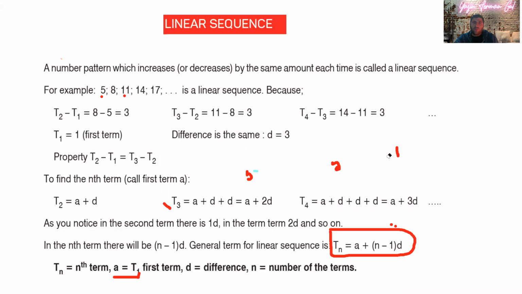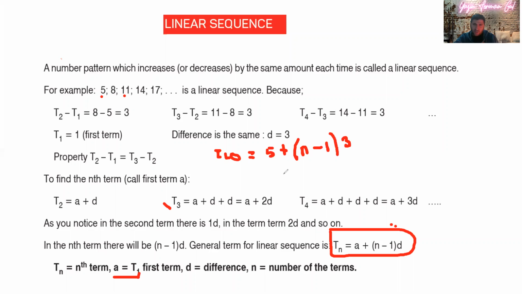So the question is this: what is the 10th term in this sequence? How do I find that? I'm going to say Tn, which is T10, equals, what's the formula? A plus n minus 1 times D. A is 5, plus n minus 1, times D. What is the difference?